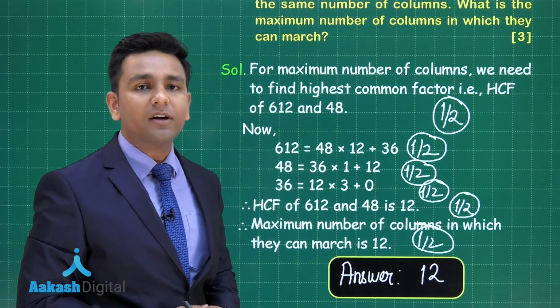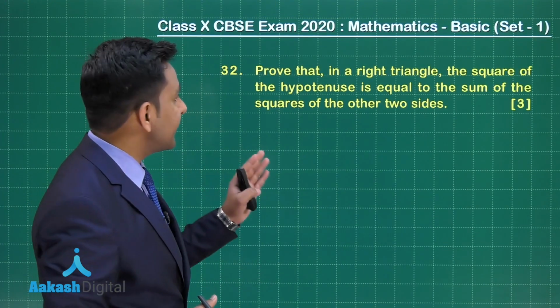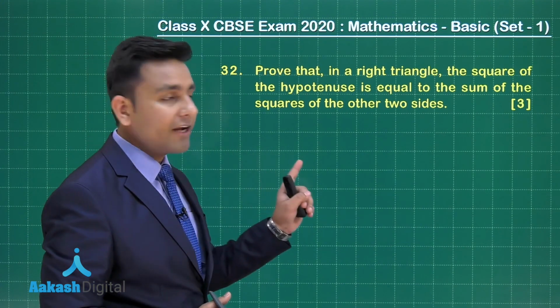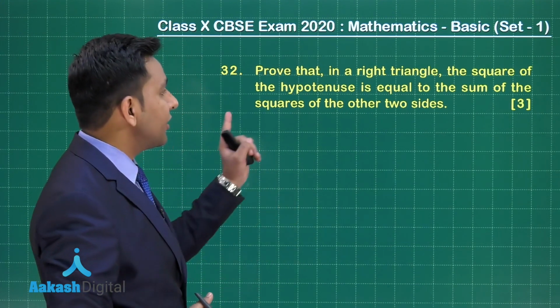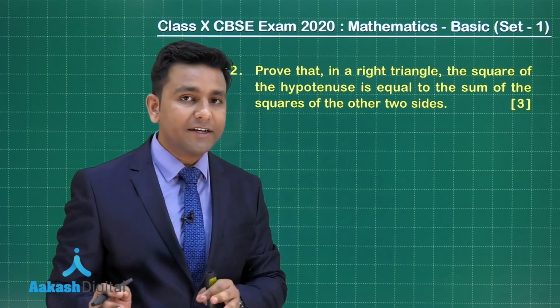Now let's proceed to the next question. Now let's discuss question number 32. This question states, prove that in a right triangle, the square of hypotenuse is equal to the sum of the squares of the other two sides.